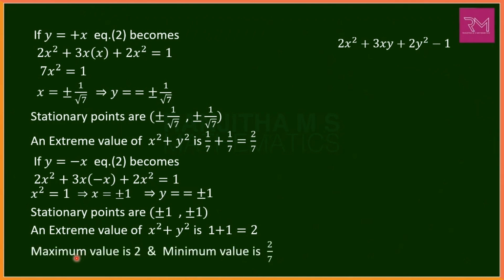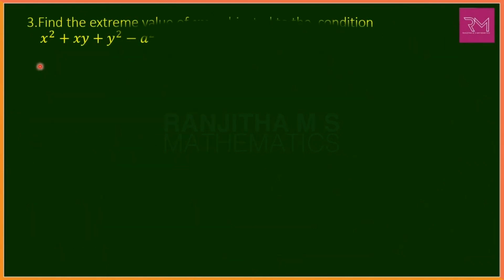Hence we can conclude that the maximum value is 2 and the minimum value is 2 by 7. Here 2 by 7 is less than 2. Hence the maximum value is 2 and the minimum value is 2 by 7. This completes the problem. We shall move on to another problem.